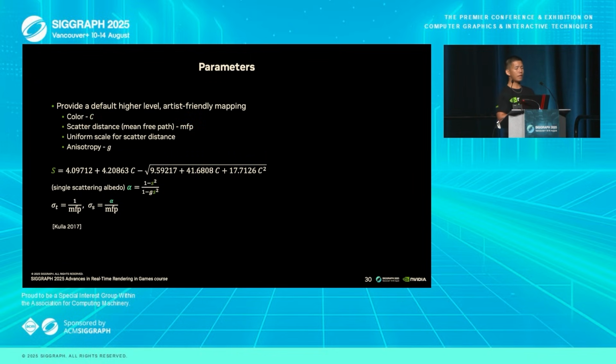So here is how we solve this. We compute volume coefficients sigma t and sigma s by first calculating an intermediate value s from the color parameters, combining this with the entropy g to get a single scattering albedo, then dividing by the mean free path.